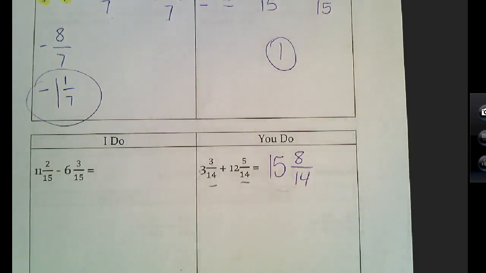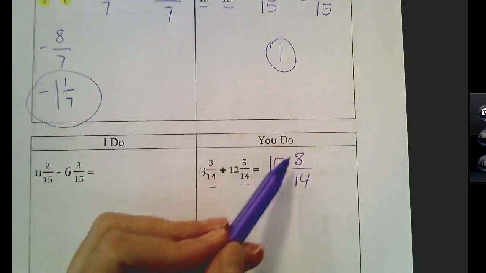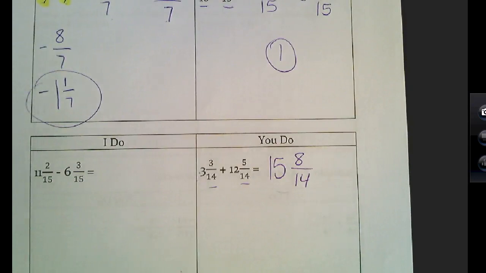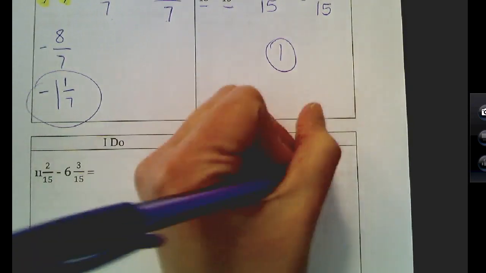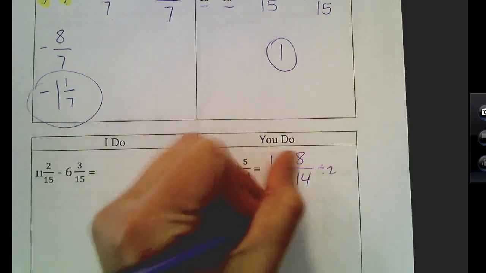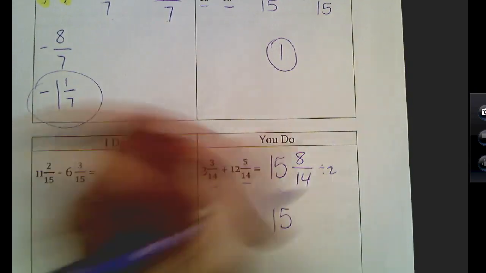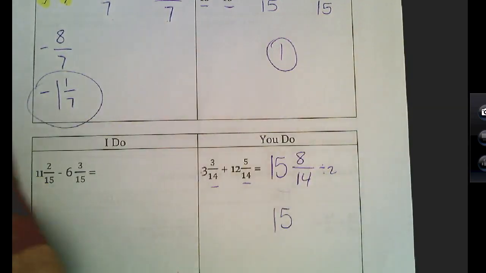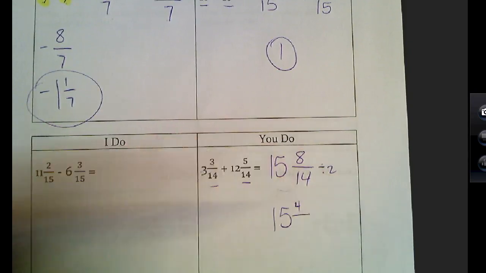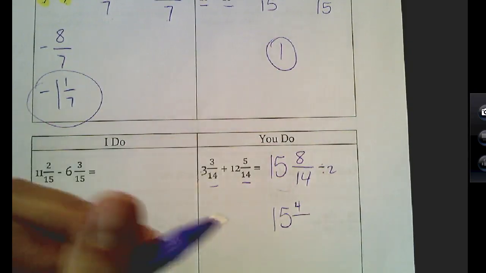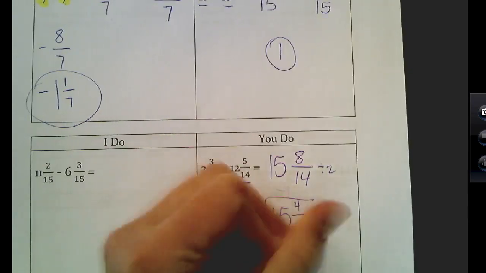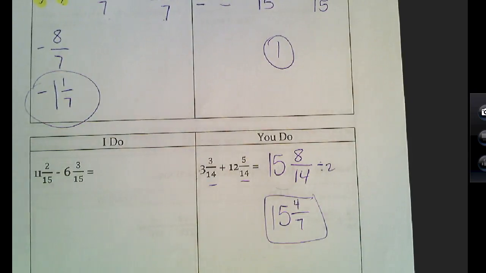Who can raise their hand and tell me what to do next? So far, we've added our fractions together. Good. Very good. We have to simplify. What are 8 and 14 both divisible by? 2. So divide by 2. We get 15 and 4 sevenths. Yep, 15 and 4 sevenths.